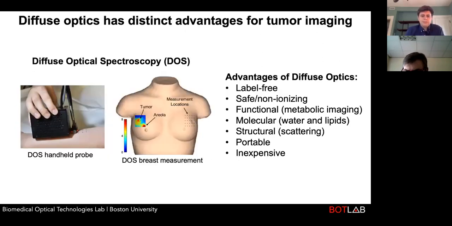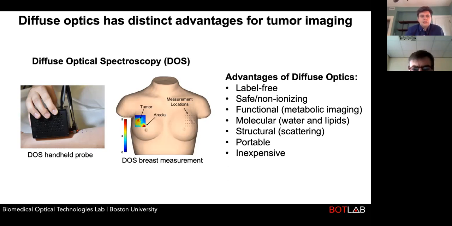And that's where diffuse optics really has a few advantages here. So it's label-free, so no contrast agent. It's safe and non-ionizing, so we don't have the safety concerns of, say, mammography or CT. We can get functional information. We can measure hemoglobin concentrations and molecular information, water and lipids. We can even get some structural information from optical scattering. So this could be related to the environment, local microenvironment, and the microarchitectural attributes of a specific tissue. Devices are portable and inexpensive.